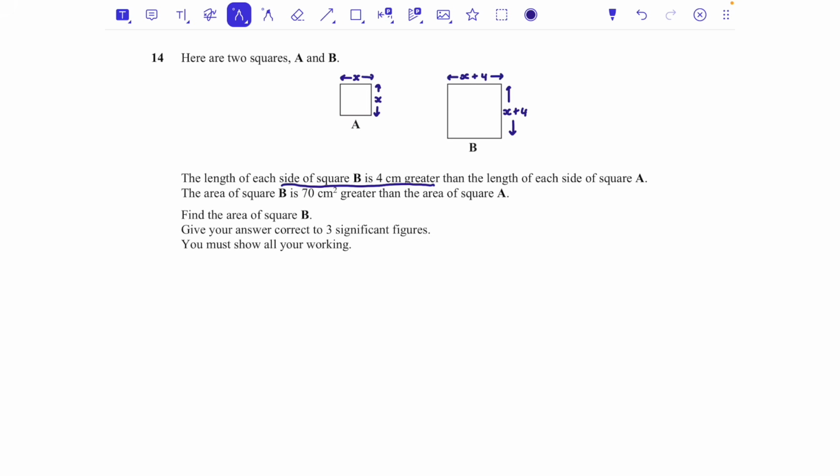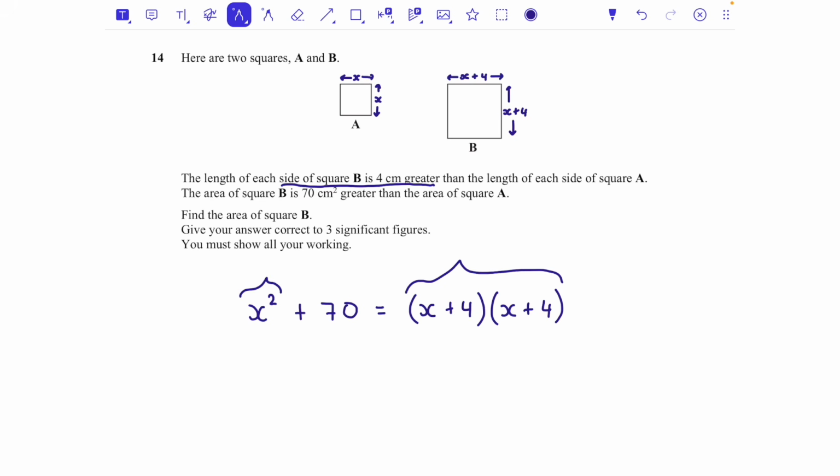Okay, so then we can make an equation. We know that whatever the area of A is, which is going to be x times x, we would need to add 70 to that to get to the area of square B, which is going to be x add 4 times another x add 4. So this is how we'd work out the area of that square B. And we know that this is 70 bigger. So we know that the area of the little square, add an extra 70, gets you the area of the big square.